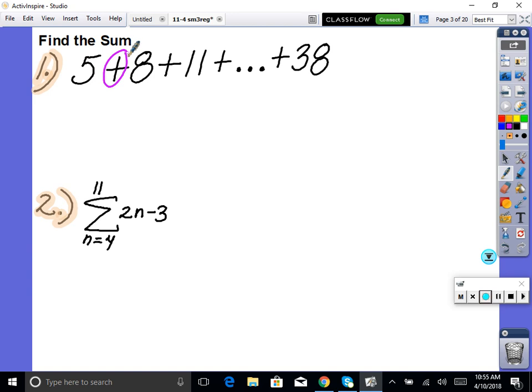So look, we have addition signs. That means find the sum. So you'd write a summation sign. Now, what goes in here? The explicit formula that generates that series. So you'd say, well, it's arithmetic.